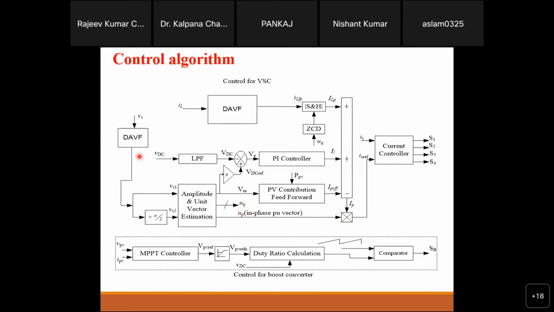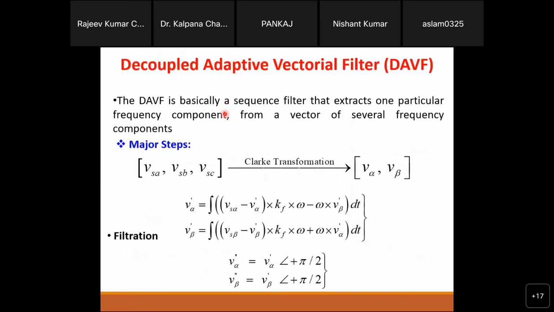But the question here is how we will filter this load current. The answer is that definitely you can use the previous one also, but that one is too lengthy for single phase, so I would suggest don't go for that. In single phase, you can use other filters. For example, you can use the decoupled adaptive vectorial filter. This way also you can get very good performance, and it is a little bit lighter in weight with respect to that one.